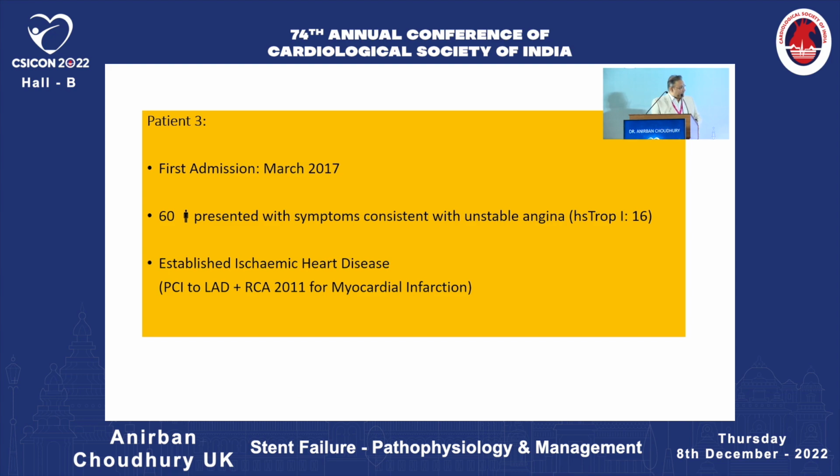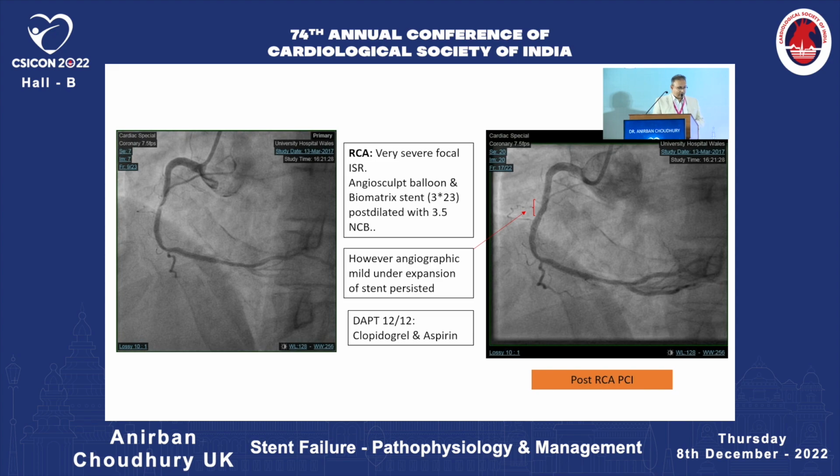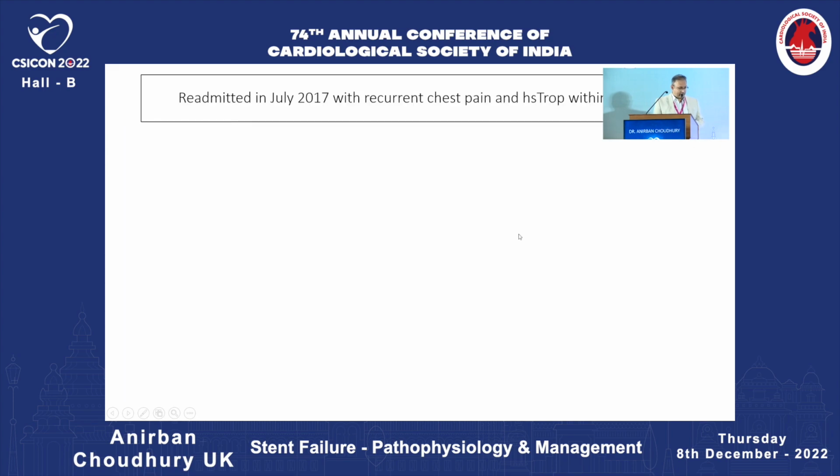Okay, the third patient. This is a more detailed case. He had a PCI to the LAD and right in 2011, and represented 6 years afterwards with an STEMI, and the reason was a focal ISR in the middle of the RCA stent. So that was treated essentially with a scoring balloon and a 3 millimeter stent, which was post-dilated with a 3.5 balloon. And this was the final result. There's a slight hint of under-expansion where the ISR had taken place.